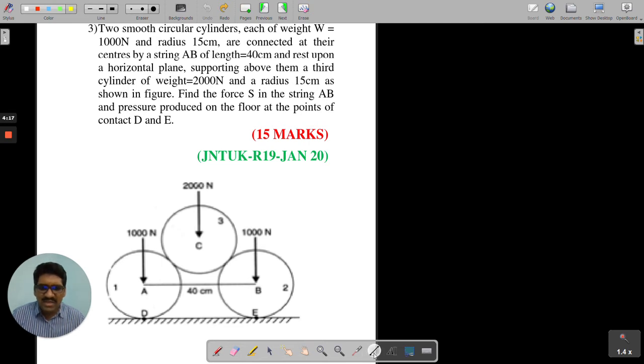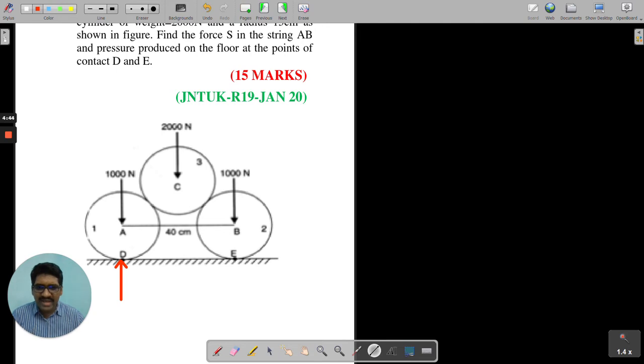So first of all, I am taking the entire system as a single body. Assume these three bodies together as one body. If you take this total system as only one single body, then what becomes the free body diagram? We have a reaction force here, that is nothing but Nd. At the same time, we have one more reaction, that is Ne. Wherever we have a contact, you will have the reaction force. Remember, I am not separating these bodies. I am taking these three bodies as only one single body.